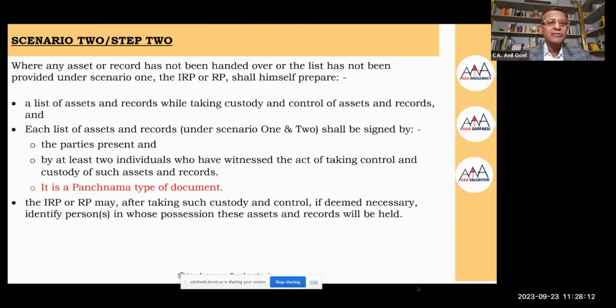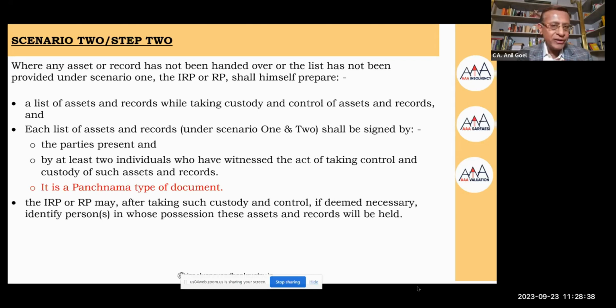Now let us understand scenario two, where any asset or record has not been handed over by the corporate debtor, or the list has not been provided. Now there are two scenarios. One, that the corporate debtor is handing over to you by way of a list. And the second scenario is that there is nobody, and the RP goes there and takes custody automatically on its own. Then it is the duty of the RP to make a list.